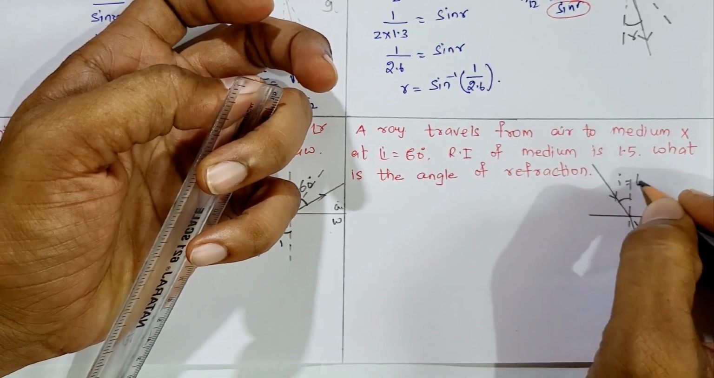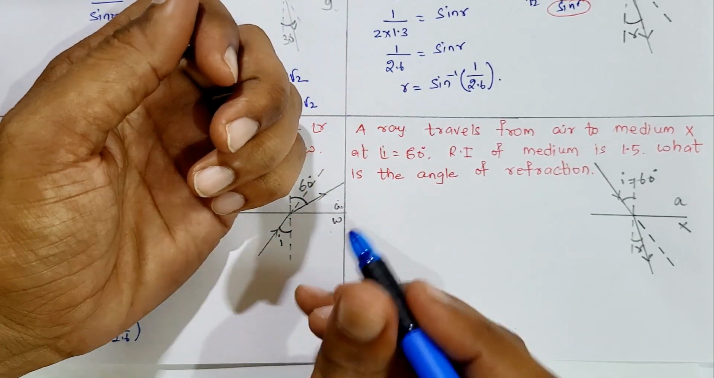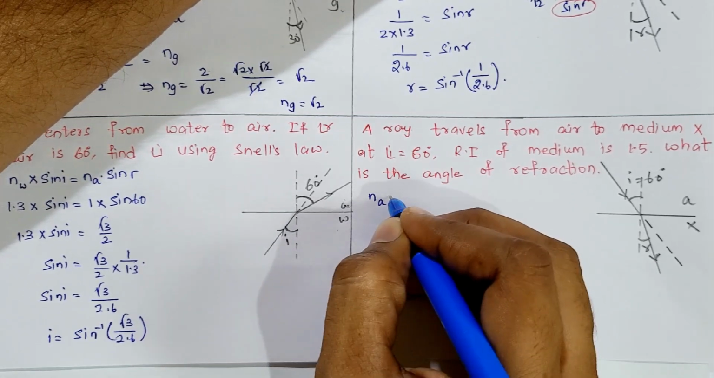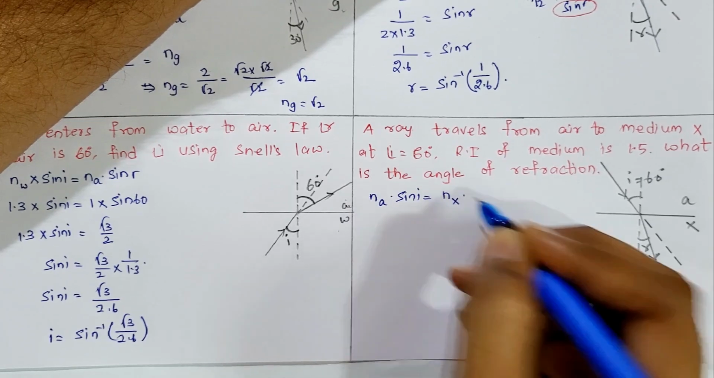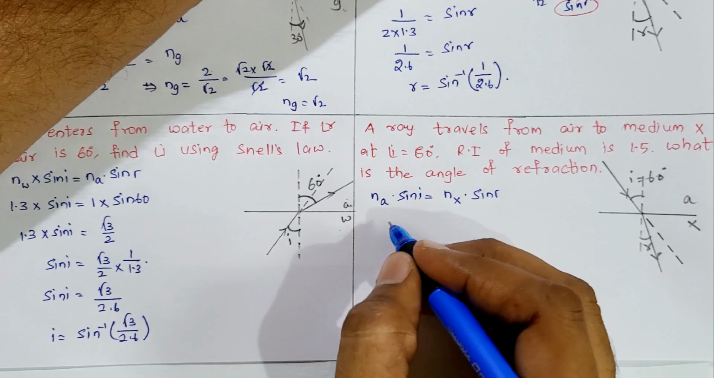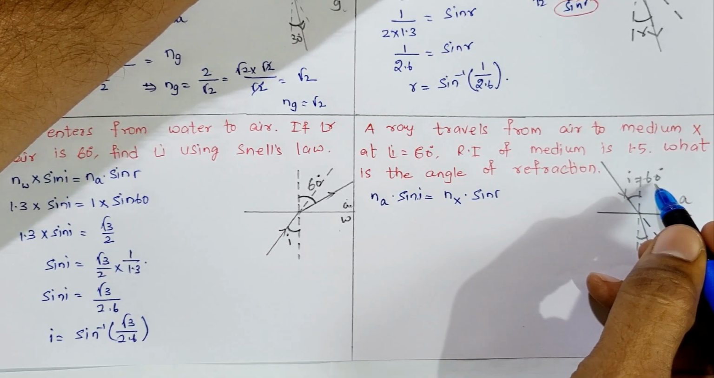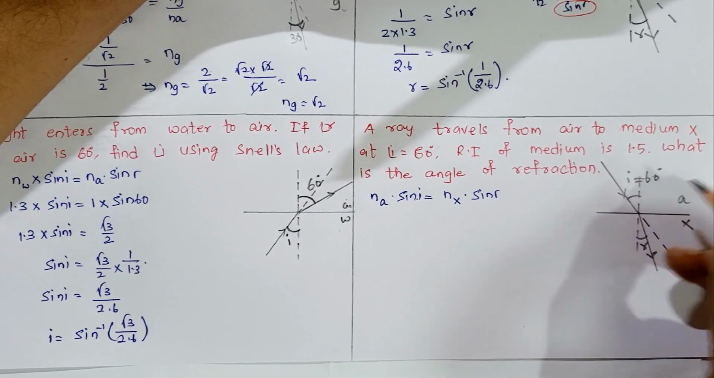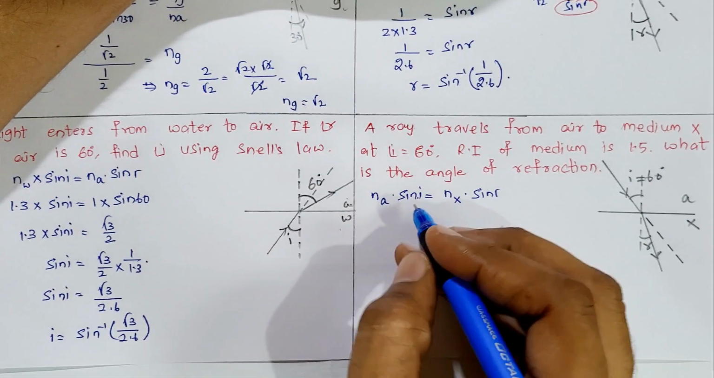Angle of incidence they have given us is 60 degrees, right? So now again the same formula you can apply. Refractive index of air into sin I is equal to refractive index of X into sin R. Refractive index of air will be 1. Sin of angle of incidence. What is the angle of incidence here? 60 degrees. This normal line is there. I is equal to 60 degrees means sin 60.